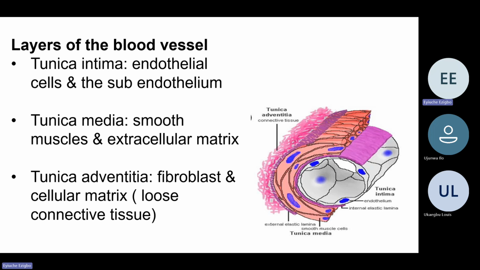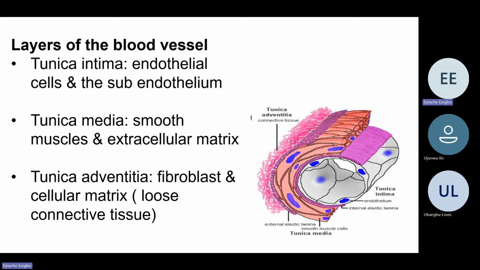Smooth muscle cells, we find them in the middle layer, or the tunica media. The media also contains collagenous fibrils. It is separated from the adventitia by the external elastic lamina, as you can see in the diagram. The muscle cells contract and relax, whereas the elastin allows vessels to stretch and recoil.